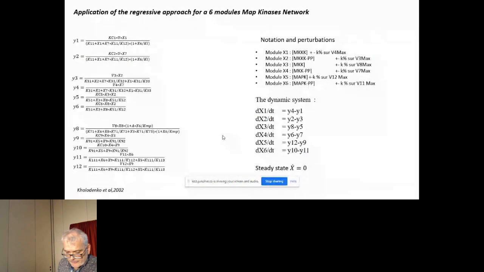We apply the regressive approach and the classical MRA approach to a complex 6-module MAP kinase network. The dynamic of the system is composed of 12 fractional functions, and the system is non-linear in relation to the different parameters, which are Michaelis constants and also the maximal speeds of reactions. The baseline state is given by initial concentrations at t equals 0, and we study the behavior of the 6 modules in bisphosphorylated and non-phosphorylated forms. The steady state is evaluated with the R procedure multiroot.